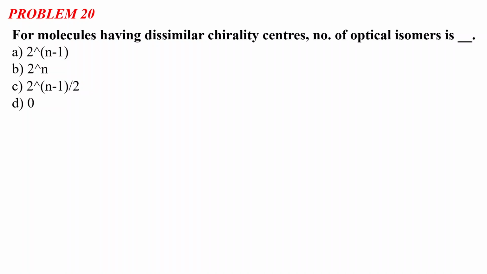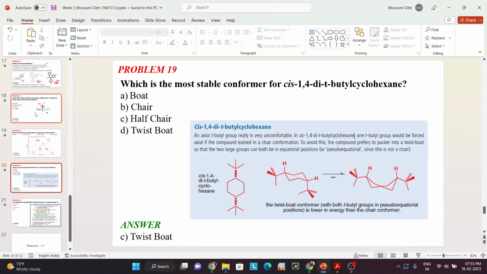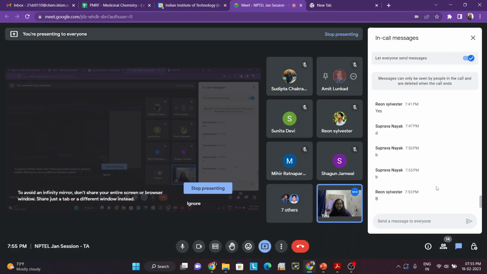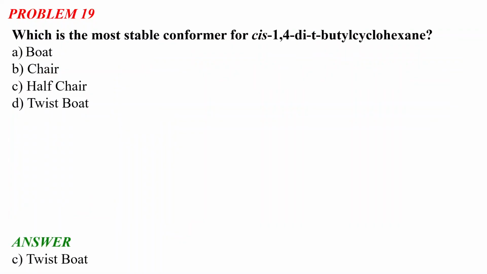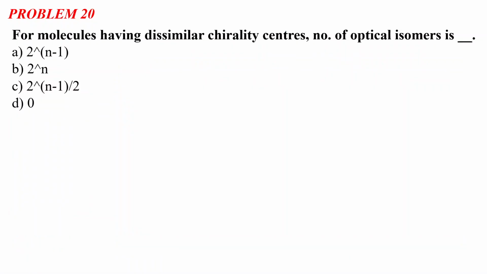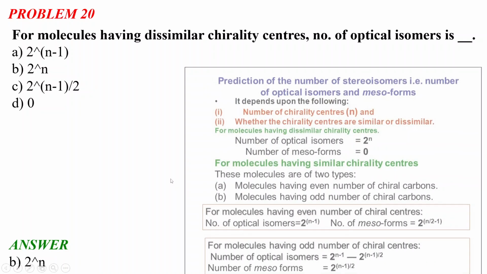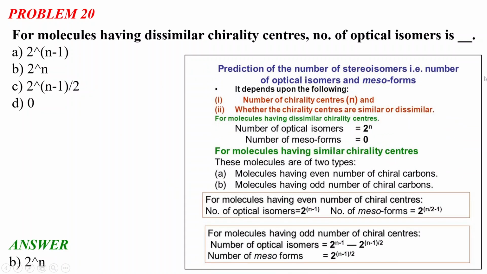So anybody wants to answer question number 20? Okay, we have answers like B, okay, let's see. Yes, the correct answer is B. The prediction of the number of stereoisomers, that is the number of optical isomers and mesoforms, depends upon the following. One, the number of chirality centers, which is small n. And two, whether the chirality centers are similar or dissimilar.